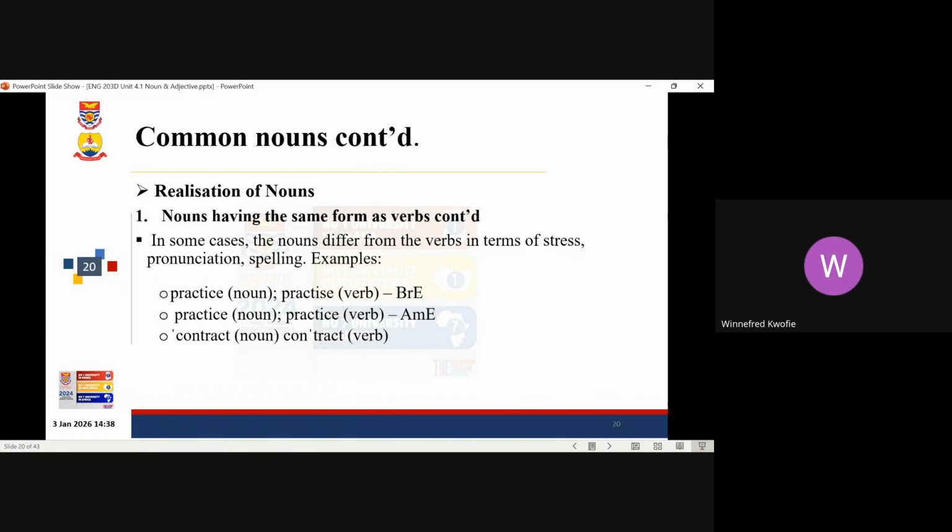But look at the difference between the first example and the second example, practice. The spelling of the verb, the British English will use TISE, while the American English will use TICE. It used to be the case that when we were writing, we were expected to use only British English spelling. But now I think American English is accepted, just that we need to be consistent with which form we want to use.